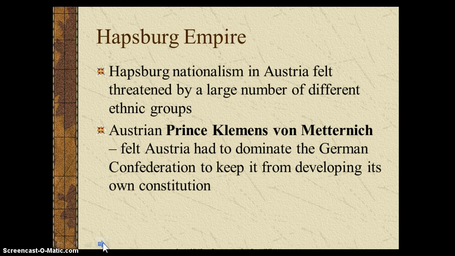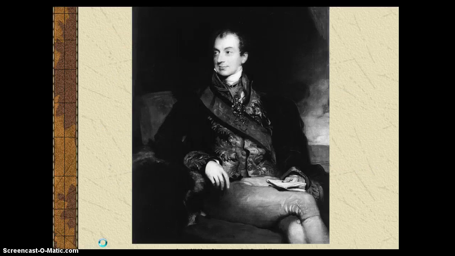The Habsburg Empire. This is Austria. Habsburg nationalism in Austria felt threatened by a large number of different ethnic groups. Austrian Prince Clemens von Metternich, this is a name that anytime you see it, make a mental note, felt Austria had to dominate the German Confederation to keep it from developing its own constitution. He was a conservative. There's a picture of him. He's also the host of the Congress of Vienna.